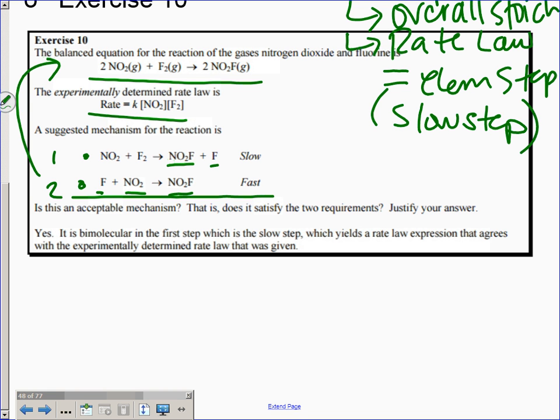What can cancel? The F atoms, right? So this F atom is made and then immediately consumed, right? It's made and immediately consumed. It's no longer there. What else can cancel?